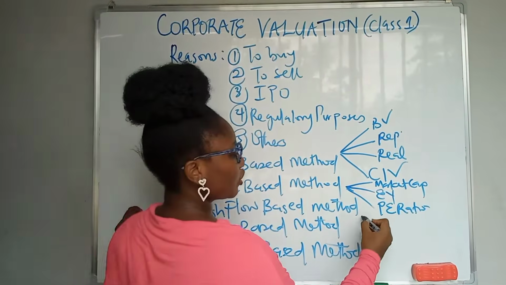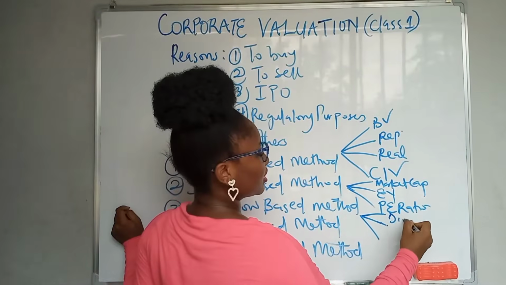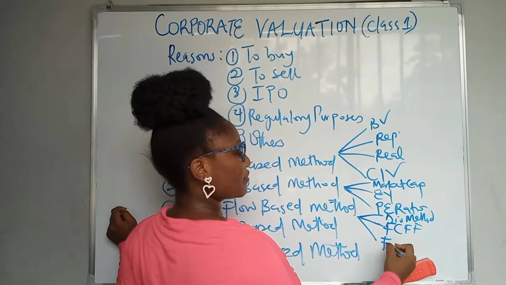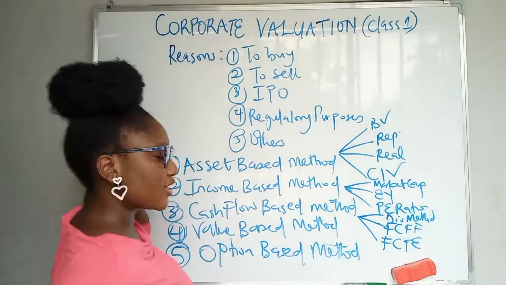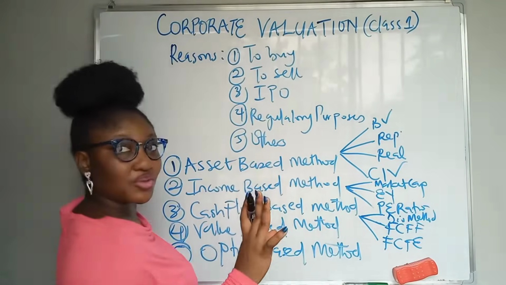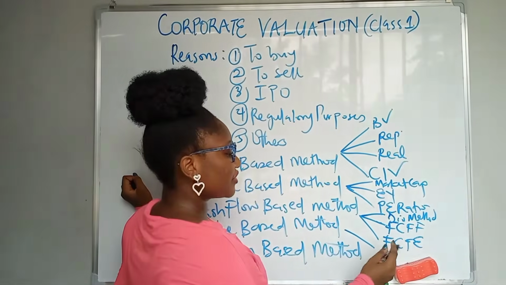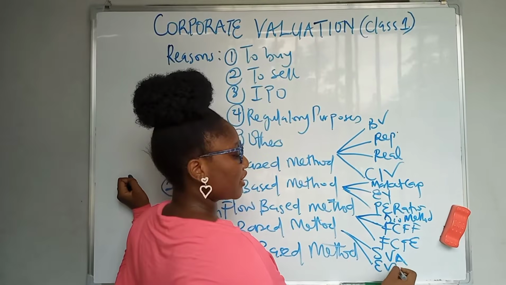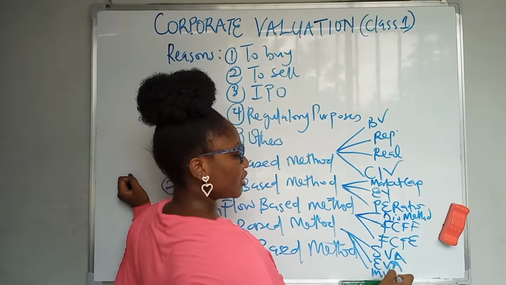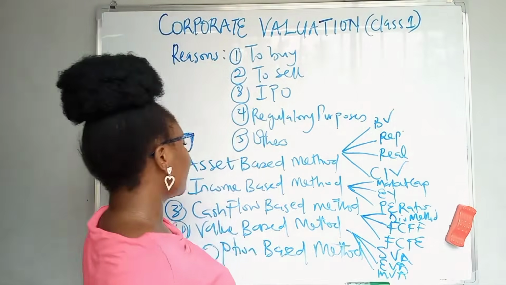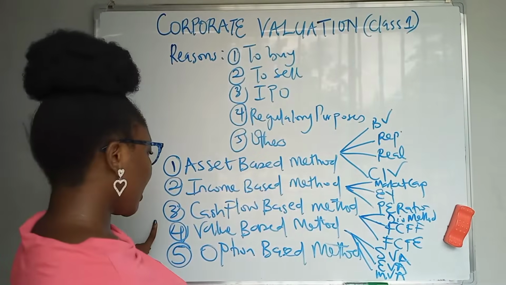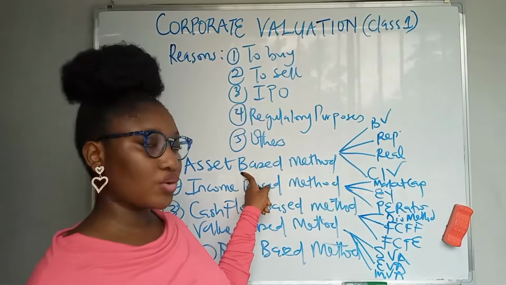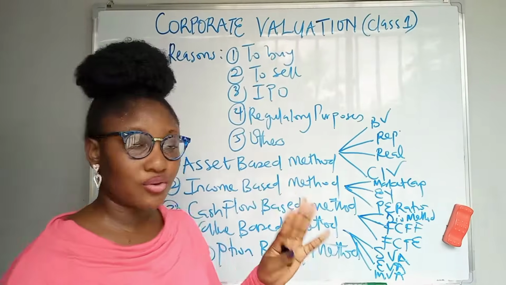The cash flow based method is also divided into 3: the dividend valuation method, the free cash flow to firm, and the free cash flow to equity method. The value based method is divided into 3 sub methods: shareholder value added, economic value added, and market value added. Does it make sense? So let's start with these first 3 methods, and in the next class we're going to finish these 2 methods. So the asset-based method is saying value a company based on the assets of the company.